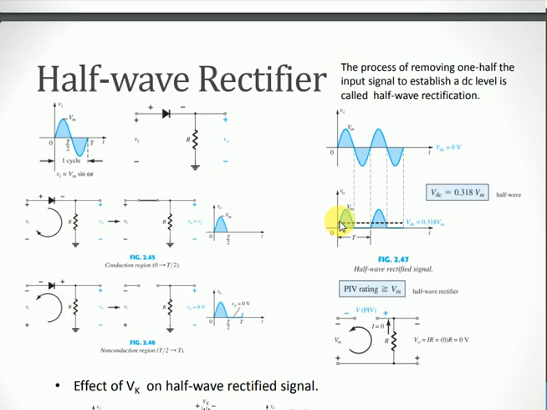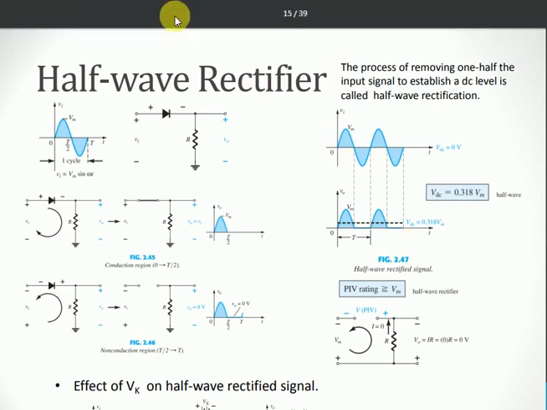Now comes the PIV rating. The PIV rating must be greater than or equal to Vm. So this was all about the half wave rectifier. Now comes the examples of this circuit.